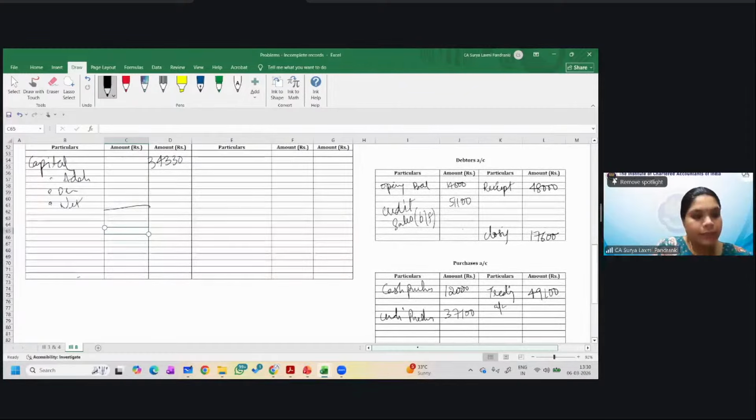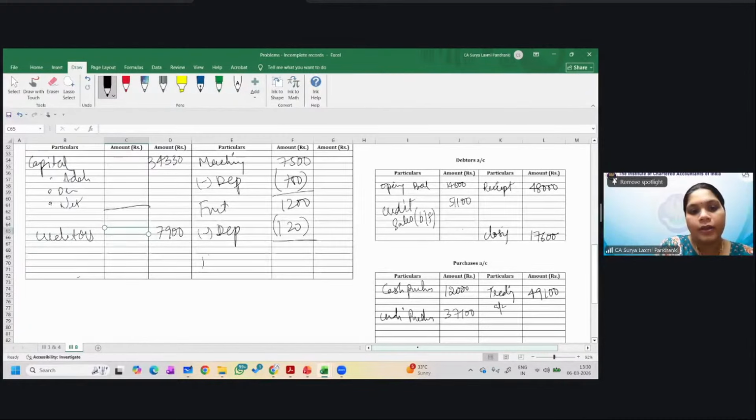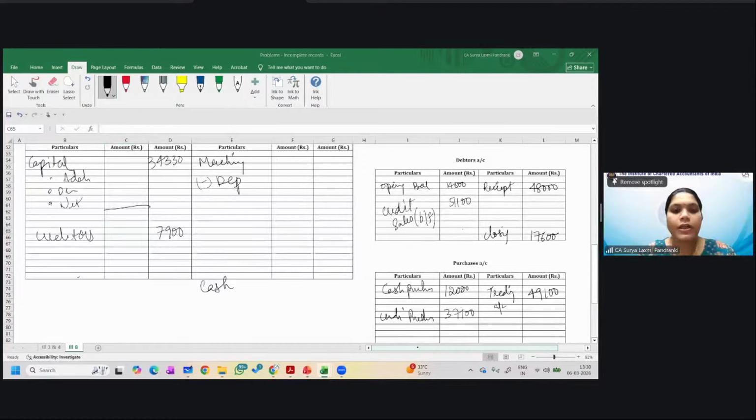Okay. Next item, we have creditors. How much is the sundry creditors? 7,900. Then you have machinery. Machinery was 7,500 minus depreciation is 750. Then you have furniture 1,200. Depreciation is 120. Correct? Then we have debtors. Then we have cash. Then we have inventory. How much is debtors? 17,600.